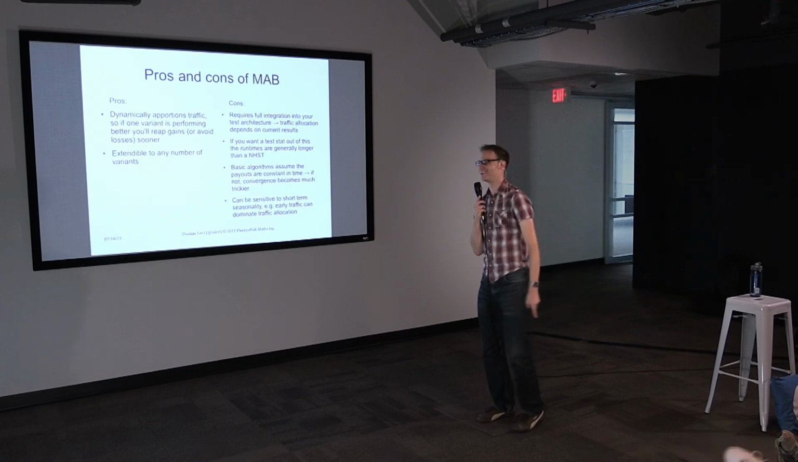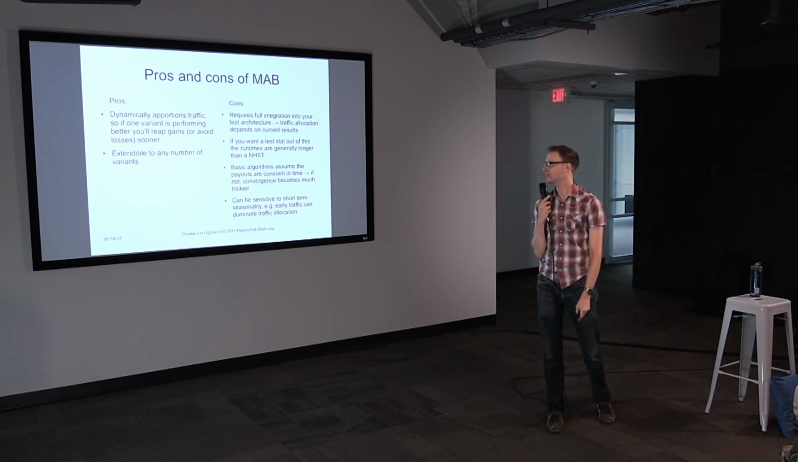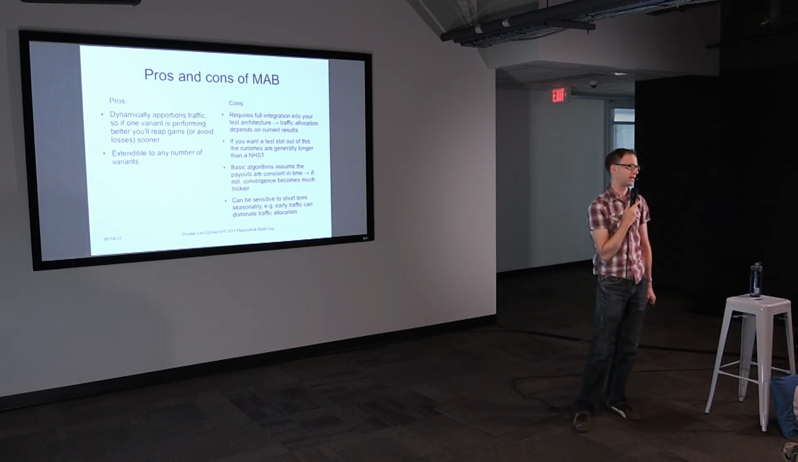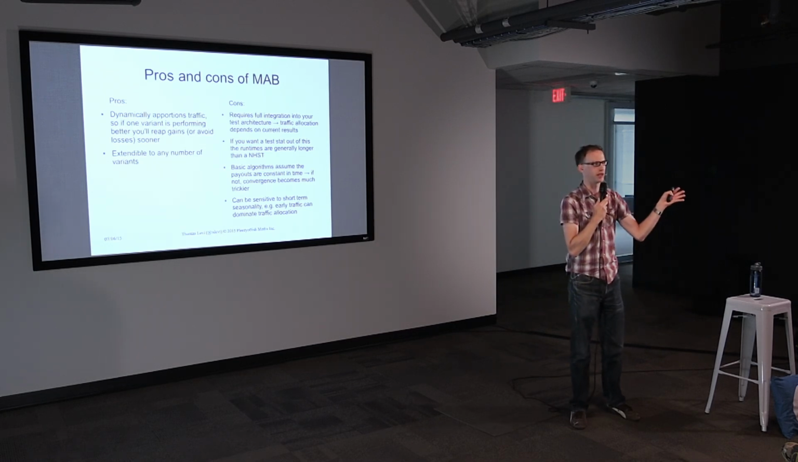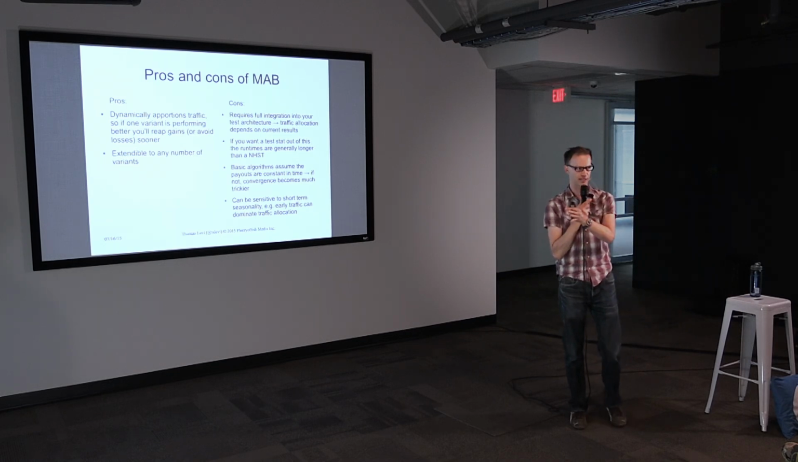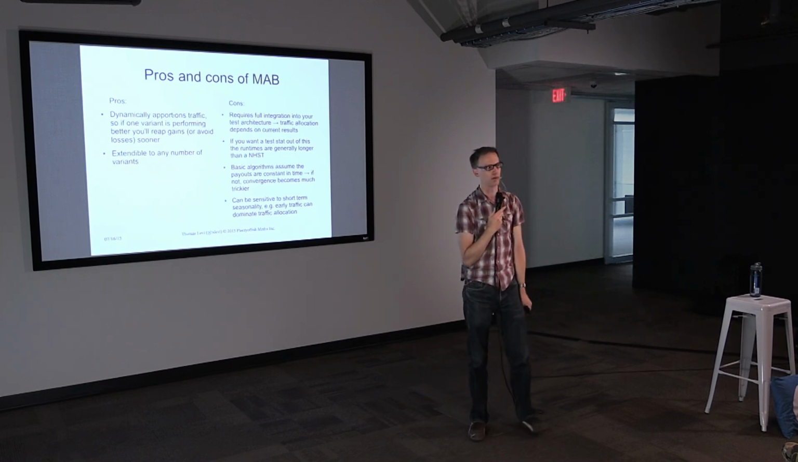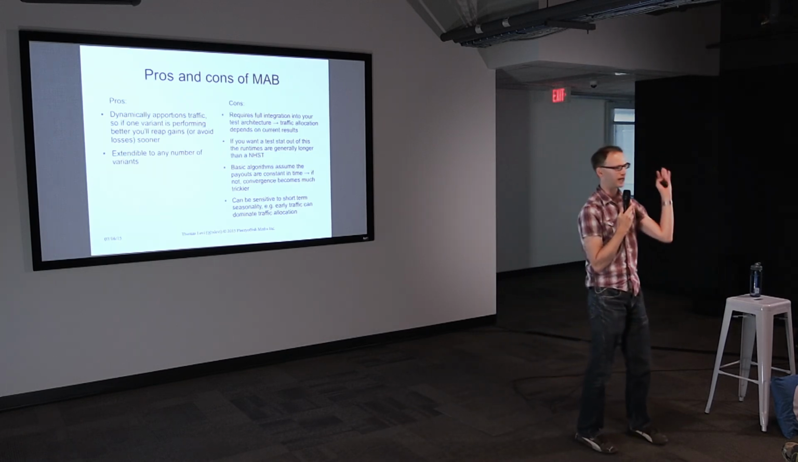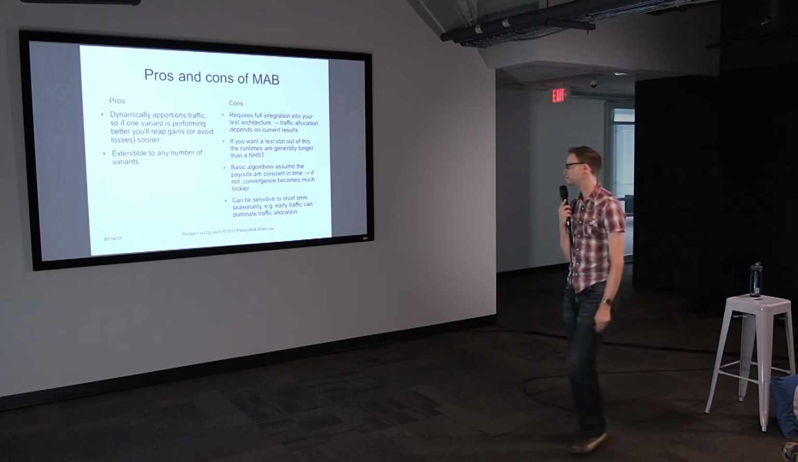That's my third con. Okay, pros. It dynamically apportions traffic. So if you're doing revenue or landing page or something like that, and one of the variants is way better and is performing as such, you will reap the gains immediately. If this one is 20% better than that one, it's going to very rapidly start shifting traffic in that direction and you'll reap those gains. It's extendable to any number of variants. If you want to run like 65 at once, it doesn't matter. It's still going to eventually find the best one.